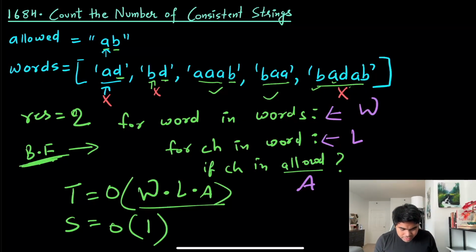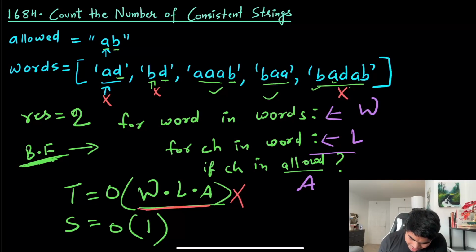Here you can already see that this is not optimal, right? We can definitely bring it down, and we will bring it down. So how can we bring our time complexity down? If you see, what's the repeated work? This is the repeated work.